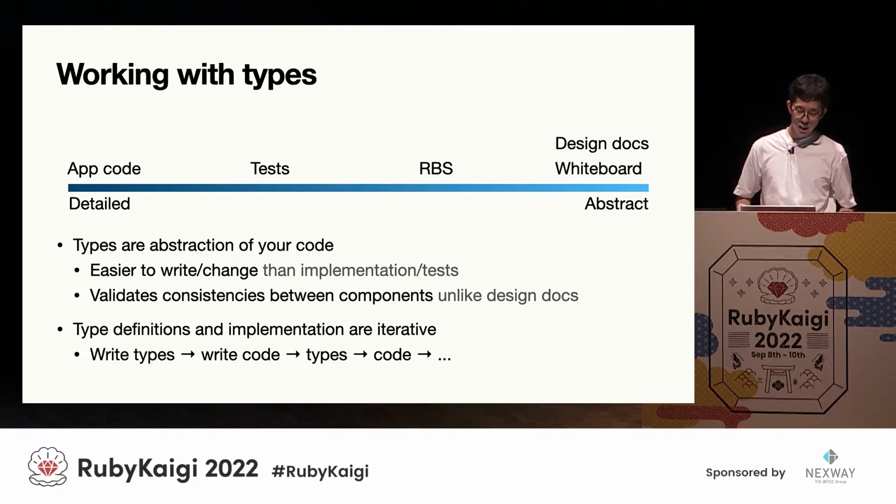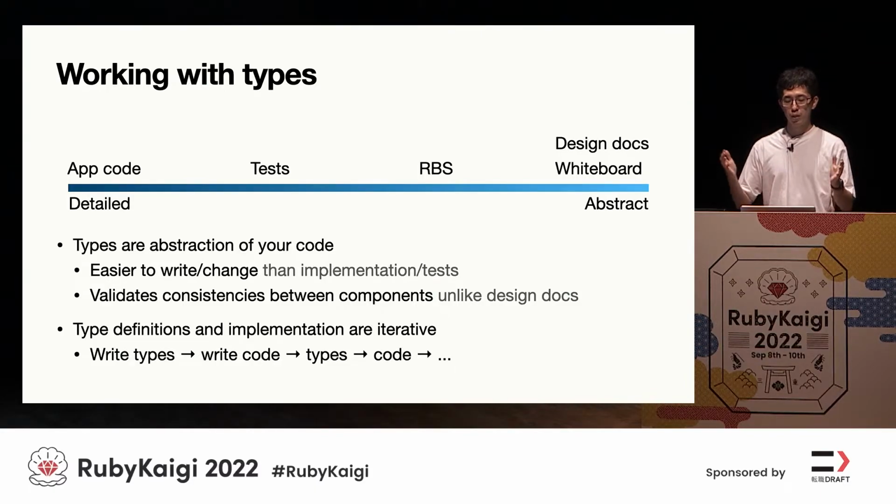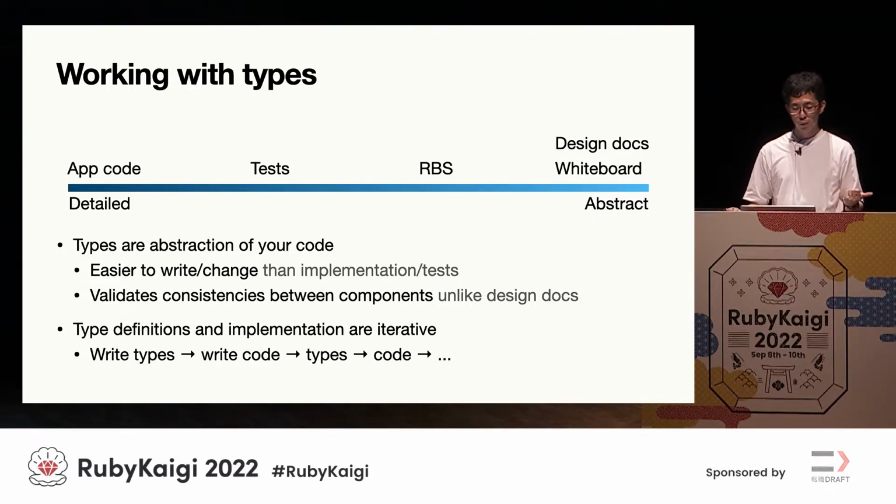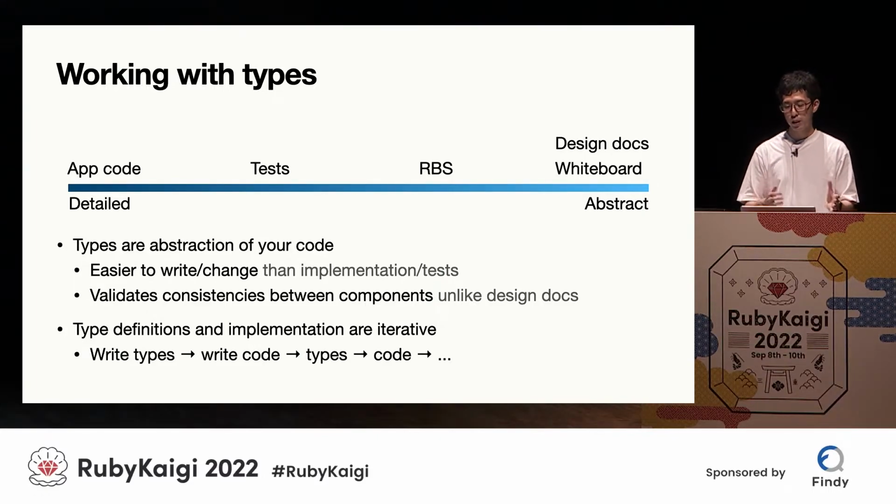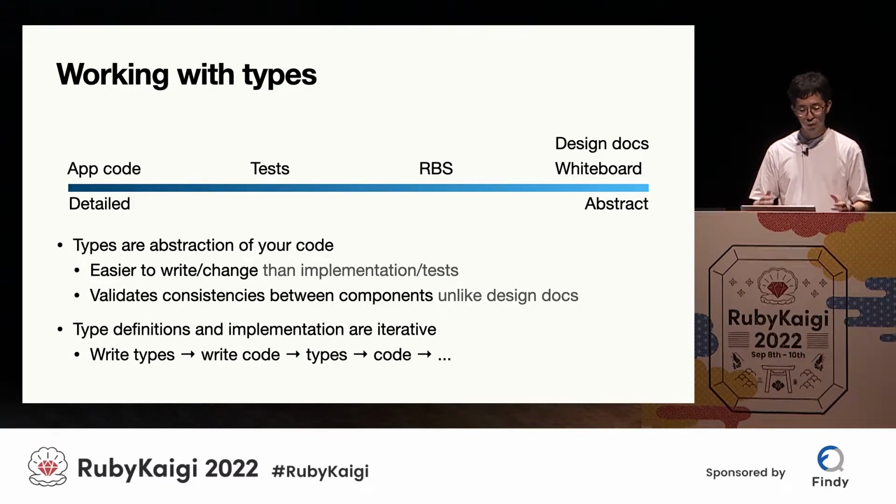And this is a small diagram of working with types. So we have some kinds of concepts: application code, tests, RBS, and design docs or whiteboards. The right is more abstract, the left is more detailed. RBS type definition is between the tests and the design docs. So it's more abstract, and it is easier to change or write type definitions compared to writing the implementation or tests.